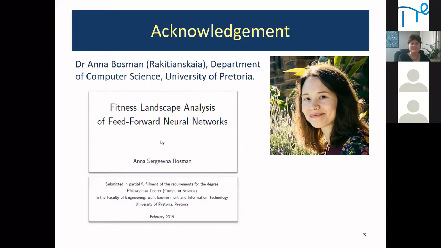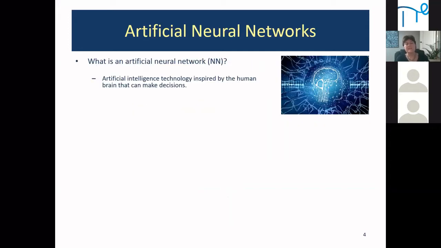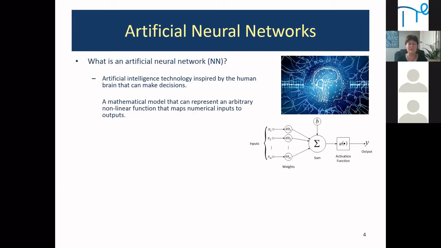Right, so when we're talking about artificial neural networks, there are different ways of thinking about them. So what is an artificial neural network? Most people will think about it as some sort of AI technology inspired by the human brain that can make decisions. So some kind of artificial human brain. But you can just as easily think about it as a mathematical model that can represent an arbitrary nonlinear function that maps numerical inputs to outputs. And I presume that the mathematical audience here will see neural networks in that way.